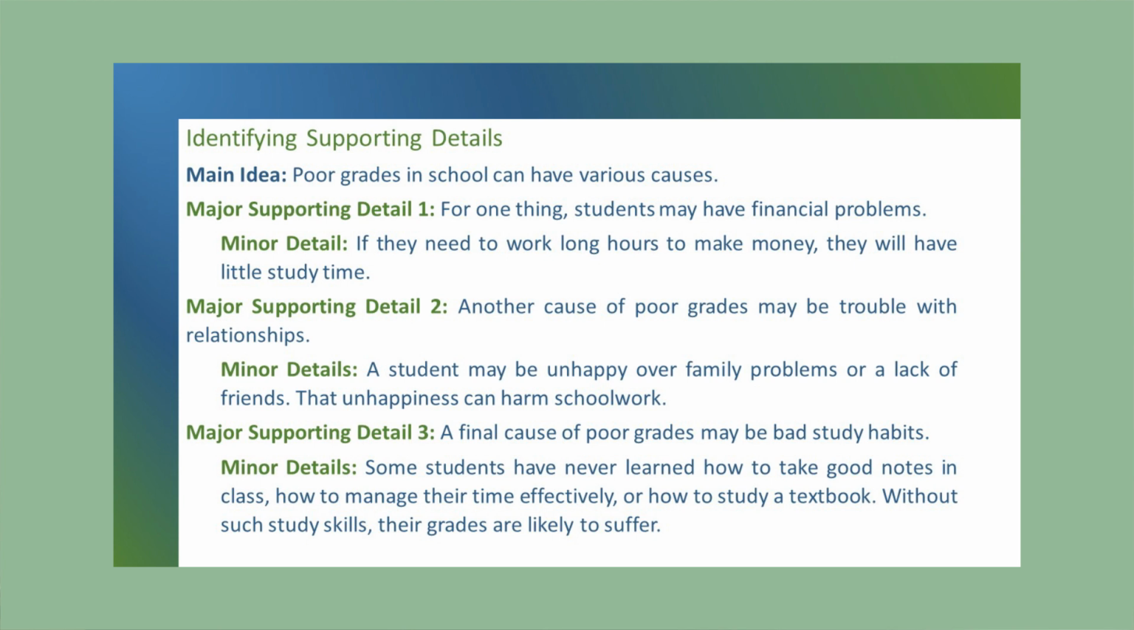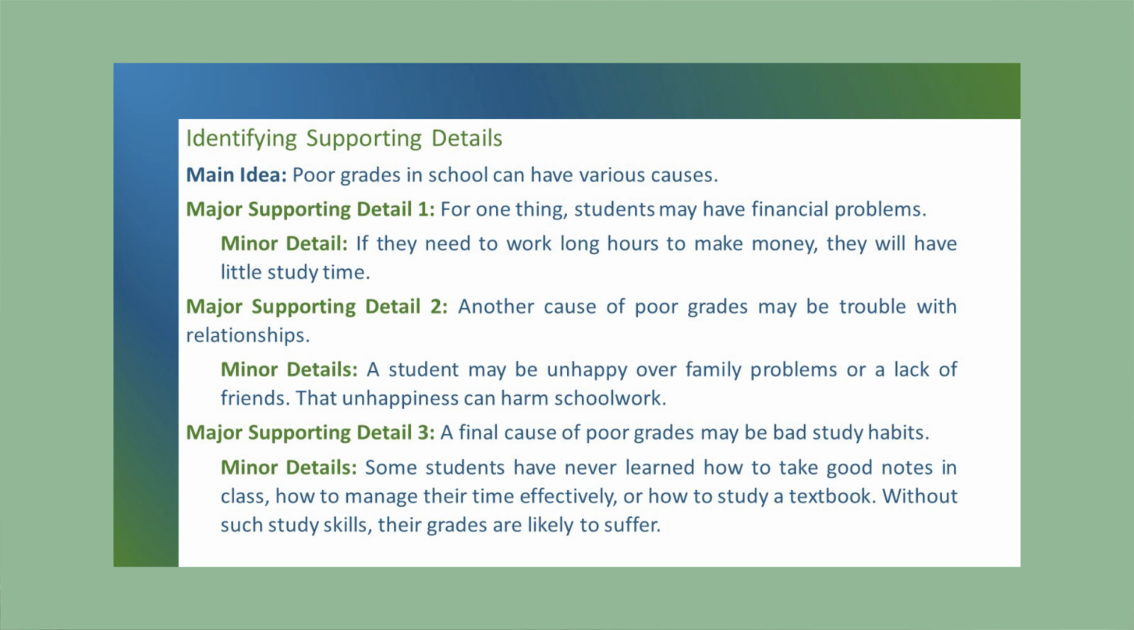A final cause of poor grades may be bad study habits. So far we have financial problems, trouble with relationships, and bad study habits as causes for why someone might have poor grades. Now the last few sentences are just going to be minor details supporting that major detail. Some students have never learned how to take good notes in class, how to manage their time effectively, or how to study a textbook. Without such study skills, their grades are likely to suffer. So all of those are just going to be minor details that support the sentence about the bad study habits.